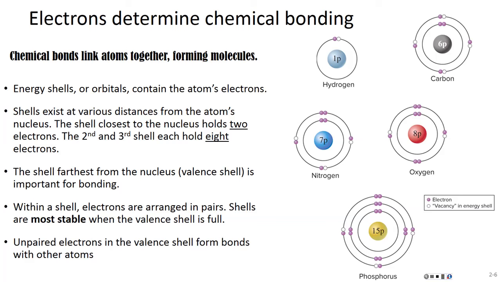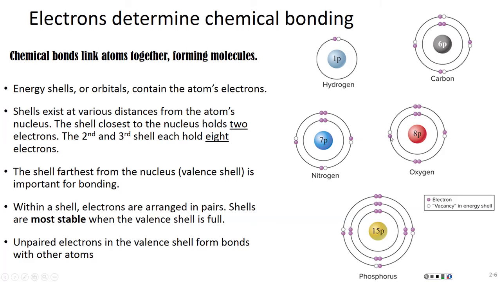Now, an atom is happiest when all of the outermost shell is full. So for instance, this is oxygen, which we drew a second ago. Oxygen has 8 protons. So it fills up the first shell, and it has 6 electrons in the outermost shell.